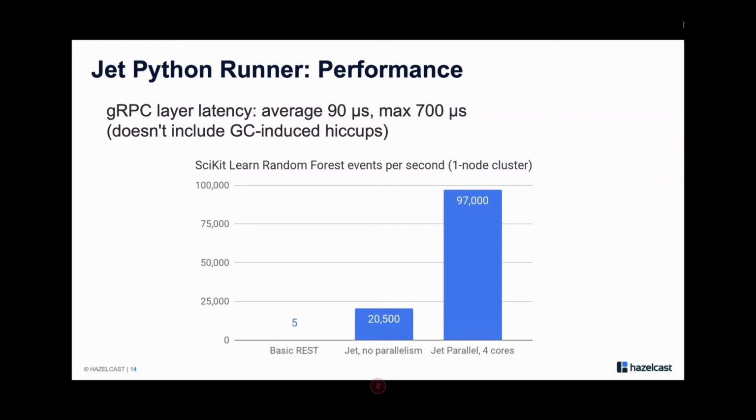And what's more important, even if you don't look at the basic REST numbers, is that Jet with no parallelism on this single node, this 4-core node, gets over 20,000 operations per second. And then when we take advantage of all the cores, we were seeing 97,000 operations per second. So hopefully that gives you a sense of the performance improvements that come from the parallelism, as well as the data pipelining, or the batching of data that is sent to the Python code for processing. So great performance there. And again, the reliability and the self-maintenance is an important part of this deployment model.